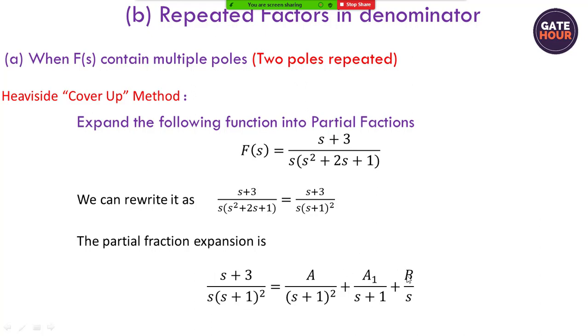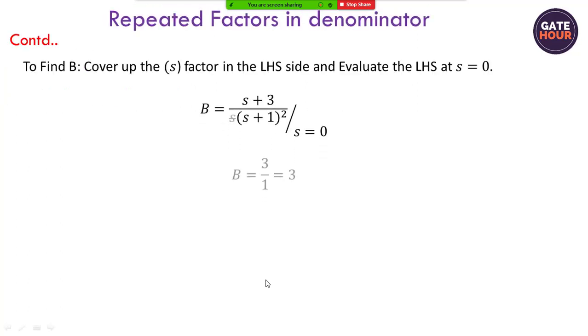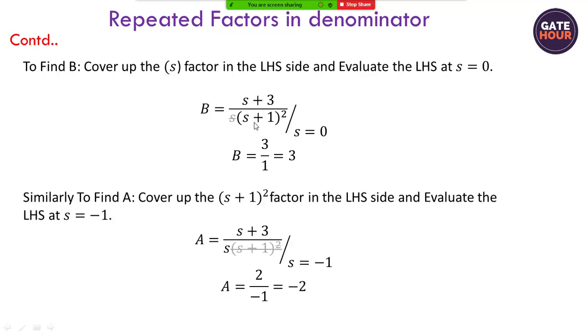So how will we find b from here? We cover this s term and put s equal to 0. So b simply is 3 by 1, which is equal to 3. Now I want to find a. For a we also cover this s plus 1 whole square term and put s equal to minus 1. Whenever I put s equal to minus 1, I will get a equal to minus 2.